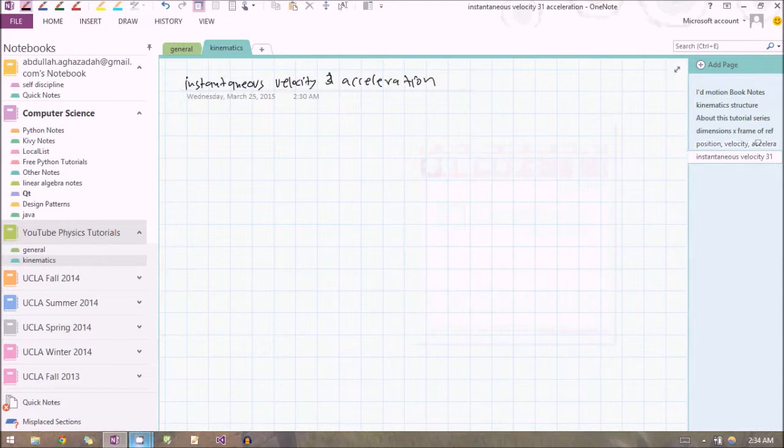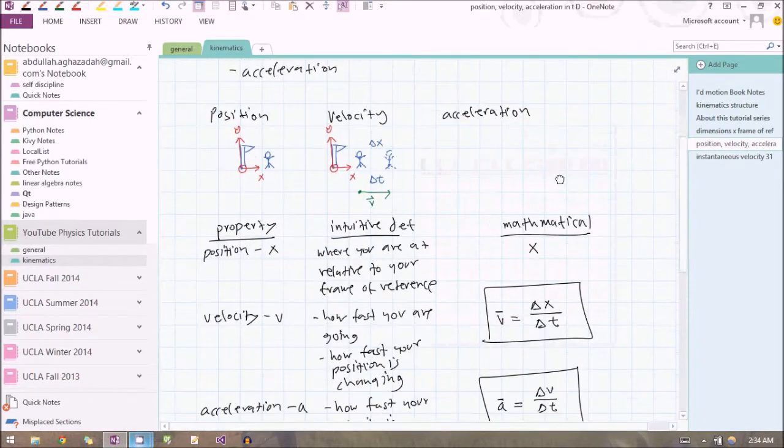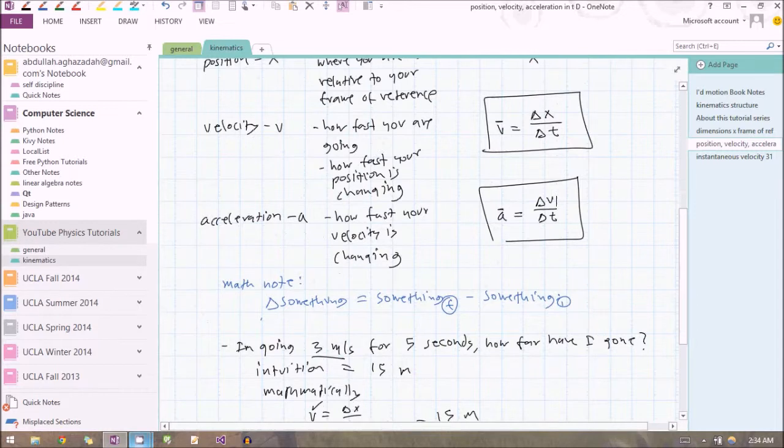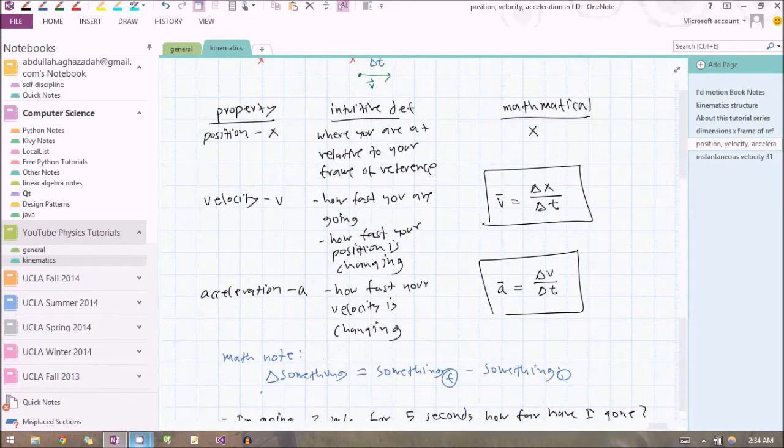Now, in the previous tutorial, we talked about and defined two very important properties of motion in addition to position. We have average velocity and average acceleration. Average velocity is how much distance you cover. We're going to call that delta x. So it's your final position minus your initial position, divided by how long it took you to cover that distance.